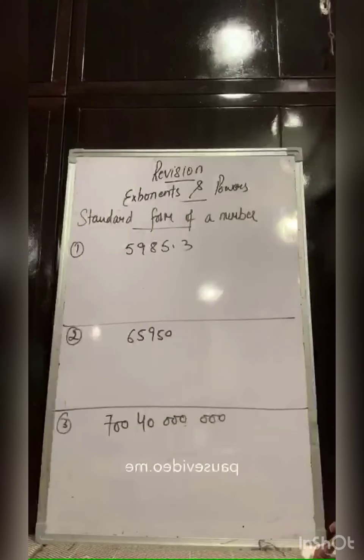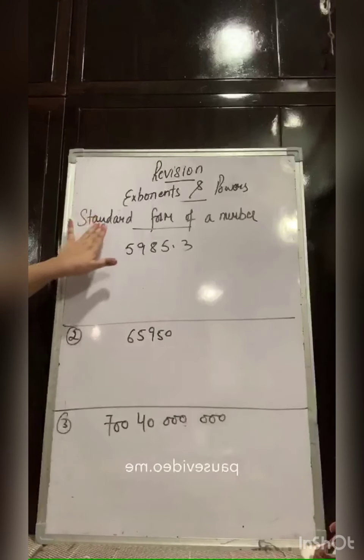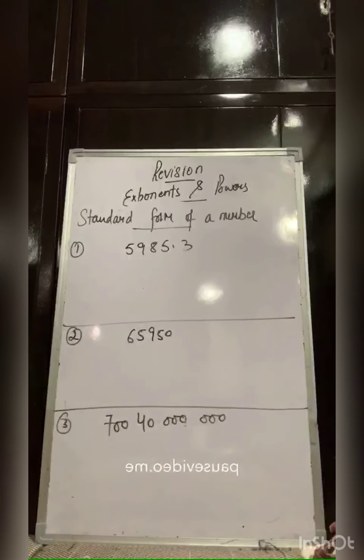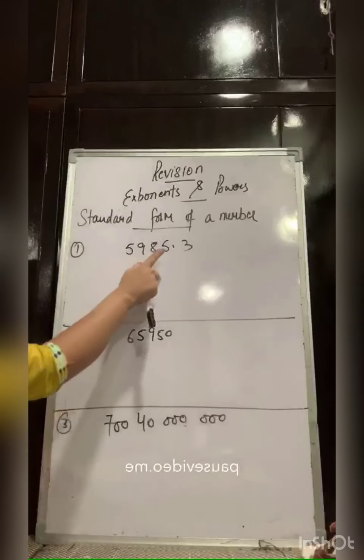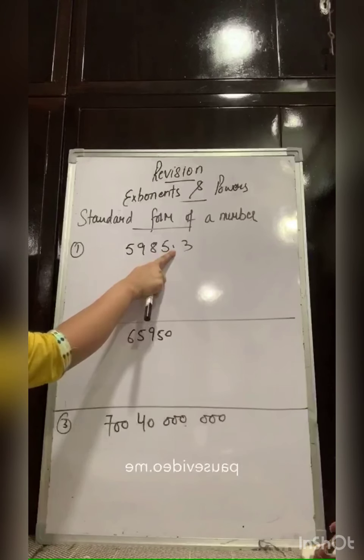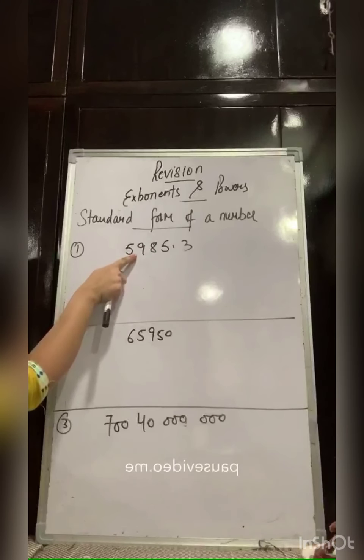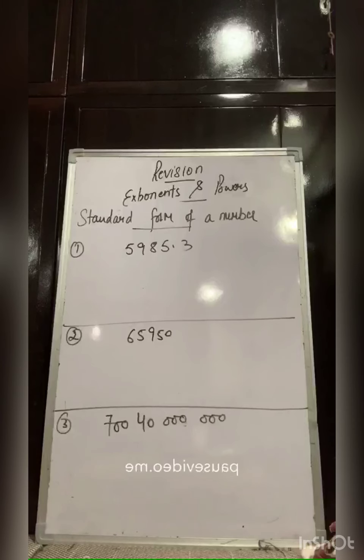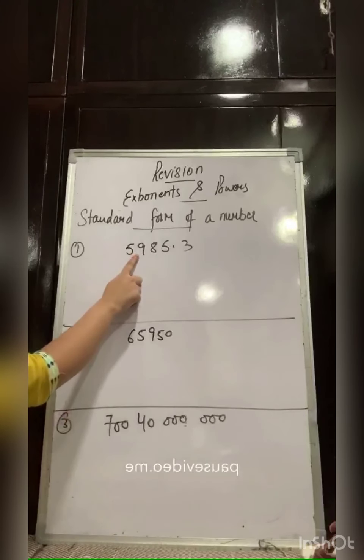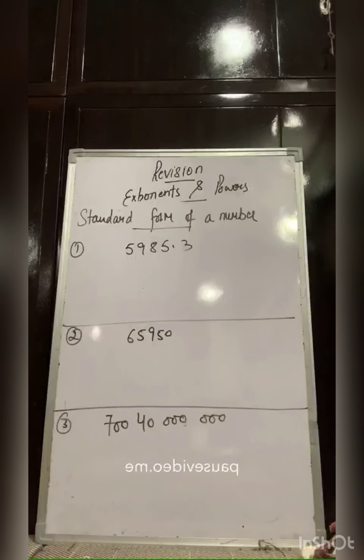Now students, let us discuss the standard form of a number. We have done this earlier also. What do you mean by standard form of a number? Standard form of a number means writing the decimal after the first non-zero number.